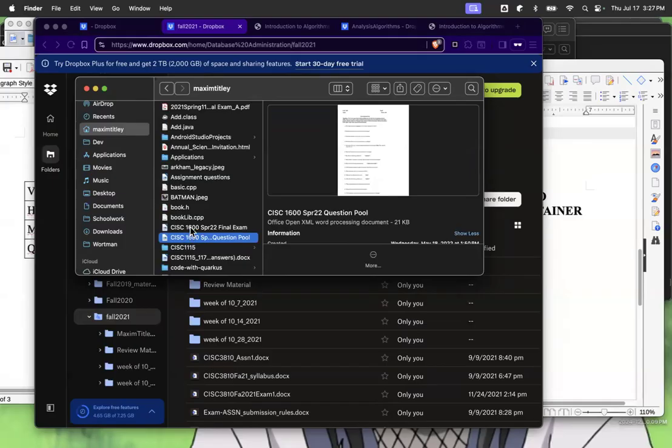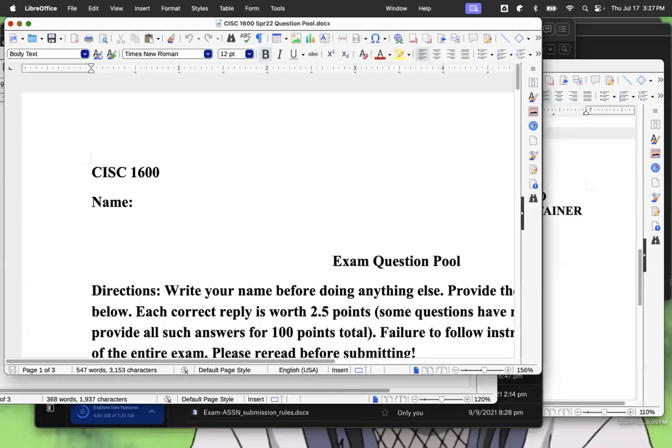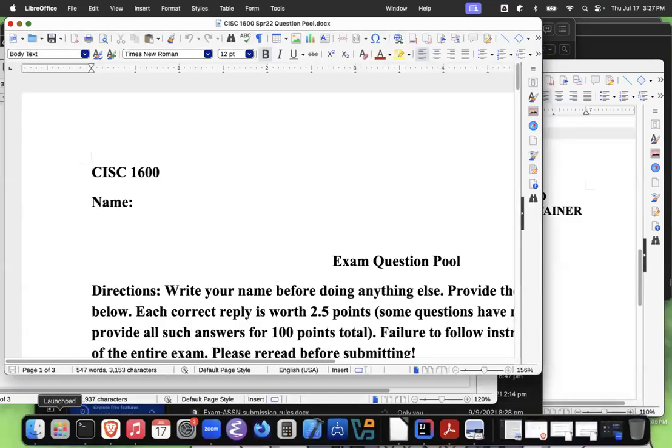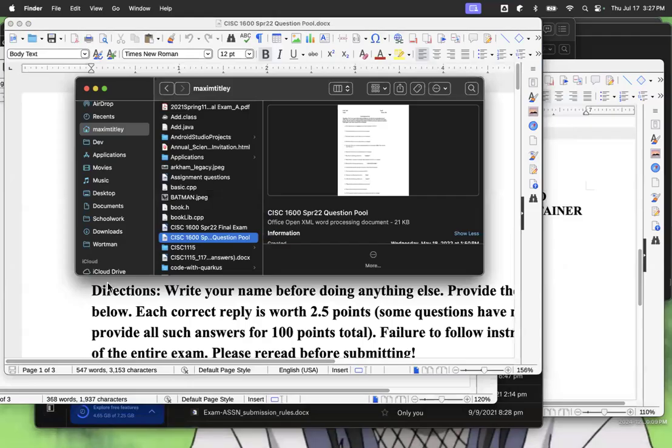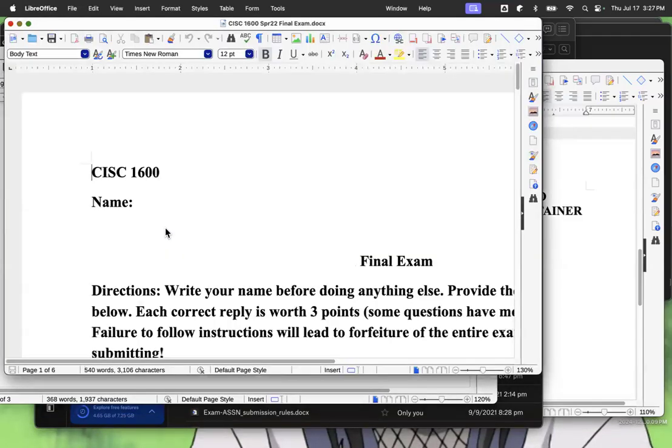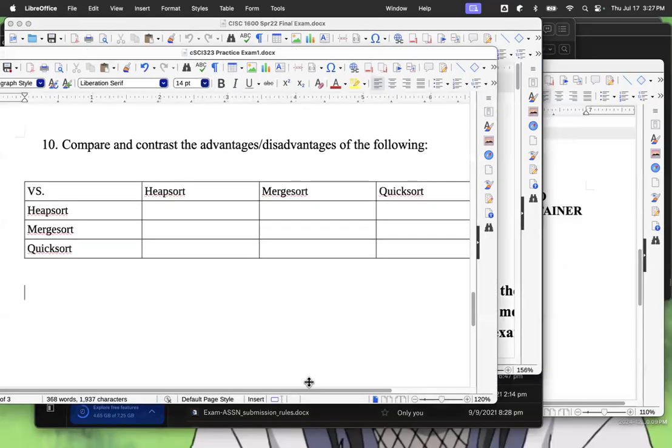Oh, okay, here goes a good example. I have a question pool for another class that I did some years ago. I also have the actual final exam that I gave them, which I selected from the question pool. Great, this will be very exact.